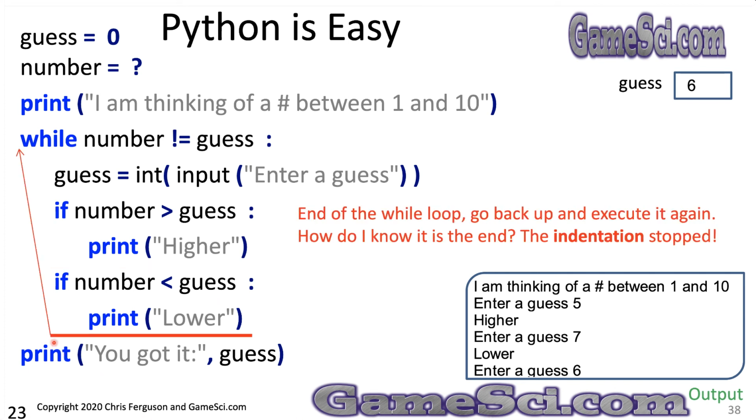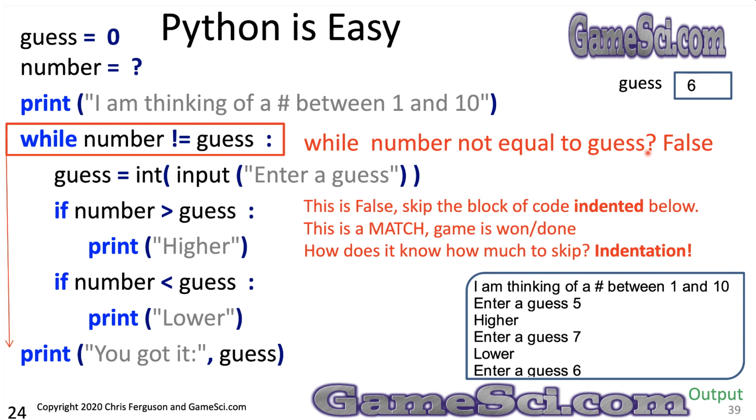Once again, we've reached the end of the loop. This line here marks the end of the while loop. Why is it the end? Because the indentation stops. As soon as the indent stops, we are at the end. When it reaches the end, a while loop will go back up and execute again.